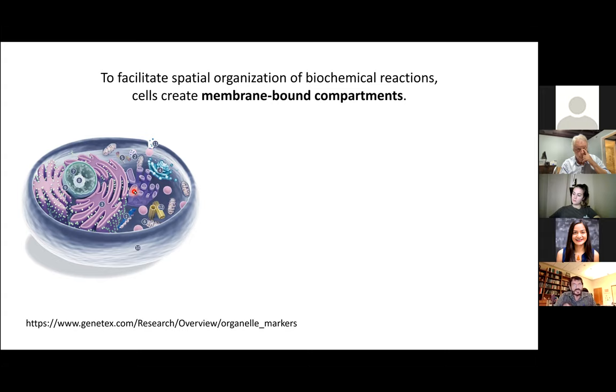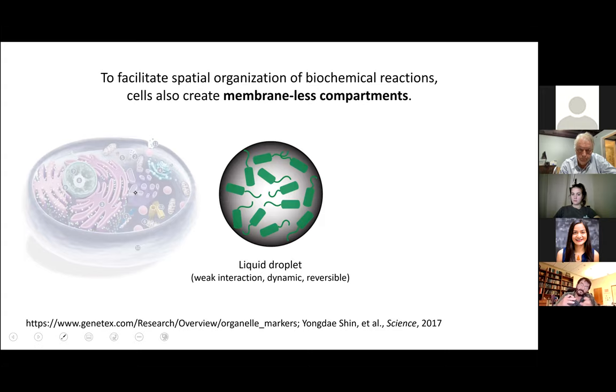What was found fairly recently is that in addition to the membrane compartments, there often occur other compartments where you get these aggregates formed without a membrane. And they're aggregates of concentrated proteins, typically, maybe other things, and they form in the cell not because they're surrounded by a membrane, but because they undergo some kind of phase transition.